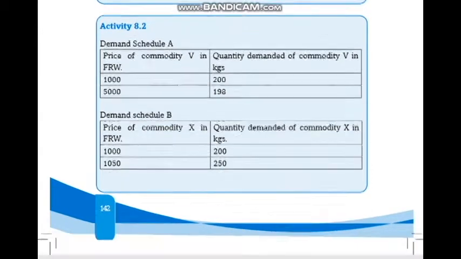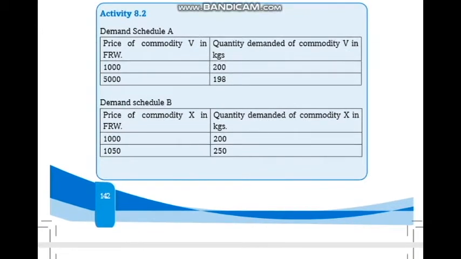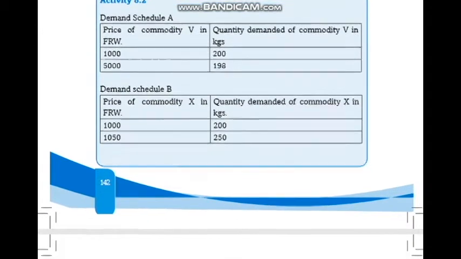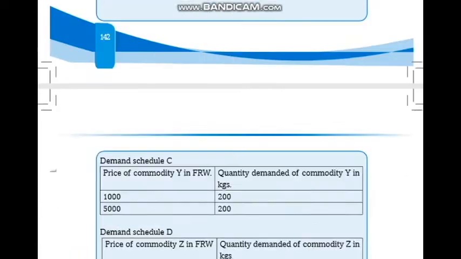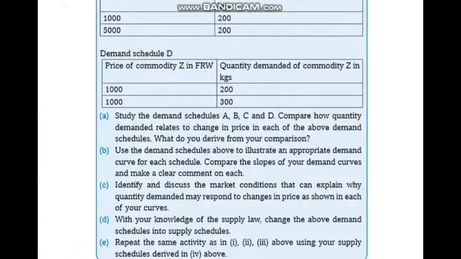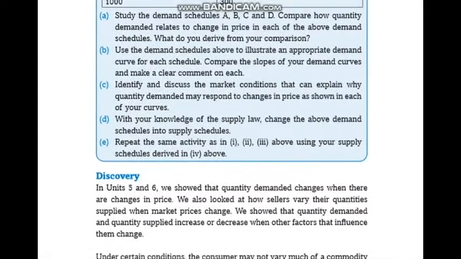So this is a demand schedule, activity 8.2. You have to read it carefully and then answer the questions that follow. Study the demand schedules A, B, C, and D. Compare how quantity demanded changes with price in each of the demand schedules. What do you derive from your comparison?